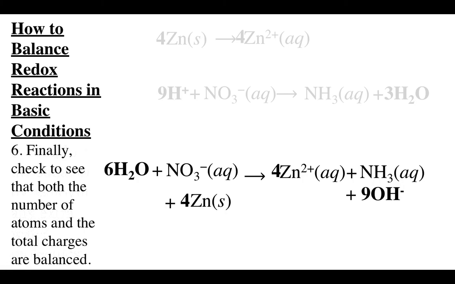And then finally, we check to see that the number of atoms and the total charges are balanced. In this case, if you actually wrote the elements and checked everything in the charges, everything is balanced. The only thing that I would add here at the end is to make sure that all the phases, all the states are included. So water is always in the liquid state and hydroxide is going to be in the aqueous state. So I'm going to add those states in parentheses. But students, that is how we balance redox reactions in basic conditions.